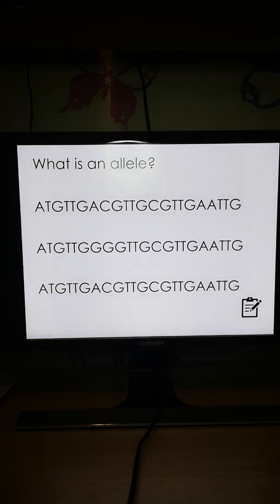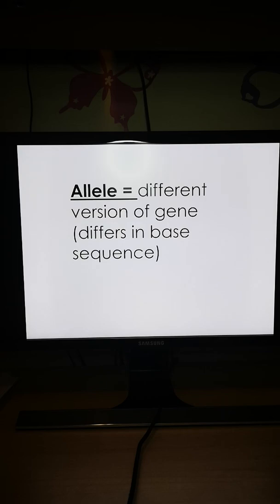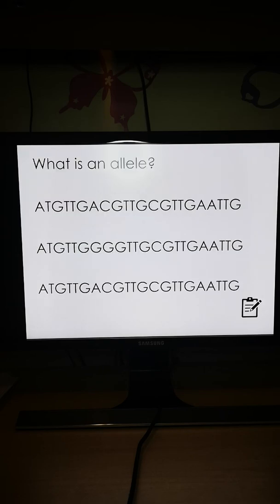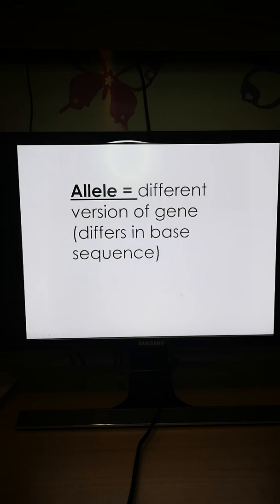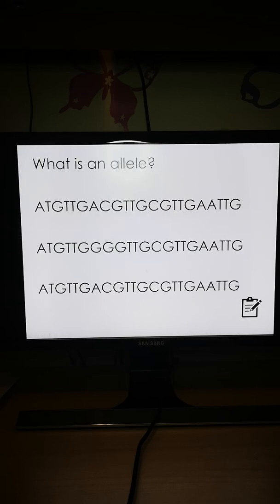Let's see if you remember that definition. What is an allele? You should have: an allele is a different version of a gene. I tried to show you that by giving you some different alleles here. They differ in base sequence from each other, there and there.